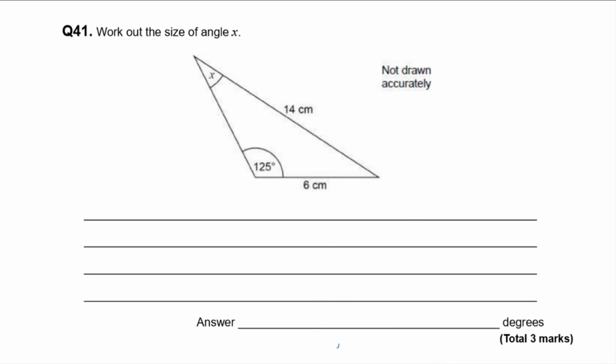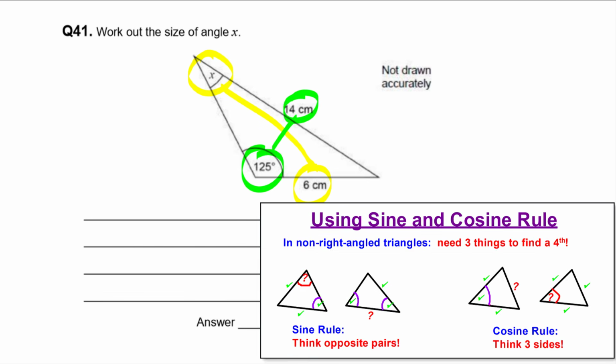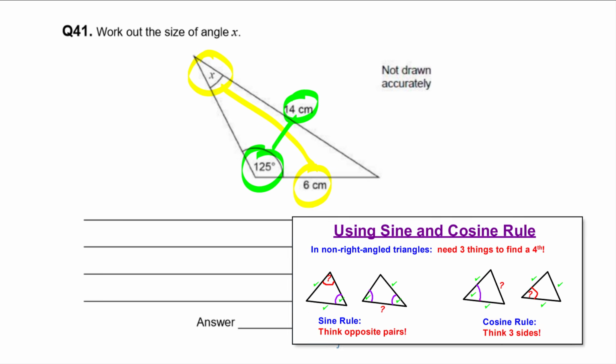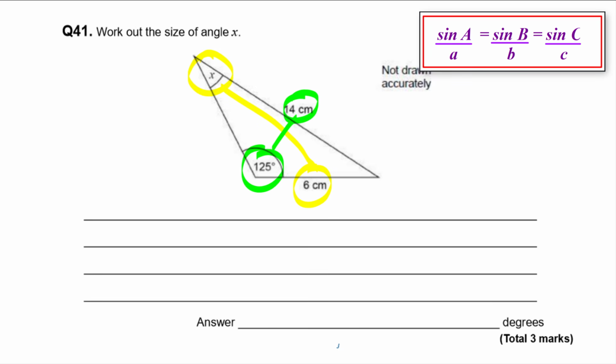Okay, question 41. Again, we've got opposite pairs going on here. Look, this one matches up with this one, and this one matches up with this one. So if you're picking between sine rule and cosine rule, then you know this one is going to be a sine rule question, because it's about opposite pairs, and cosine rule isn't. Cosine rule is about three sides. We'll talk about that when one comes up. But this time I need to find an angle rather than the side.